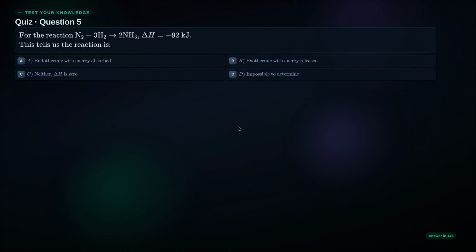The correct answer is B. A negative delta H of negative 92 kilojoules means the reaction is exothermic. Energy is released to the surroundings. The ammonia product has lower enthalpy than the reactants.